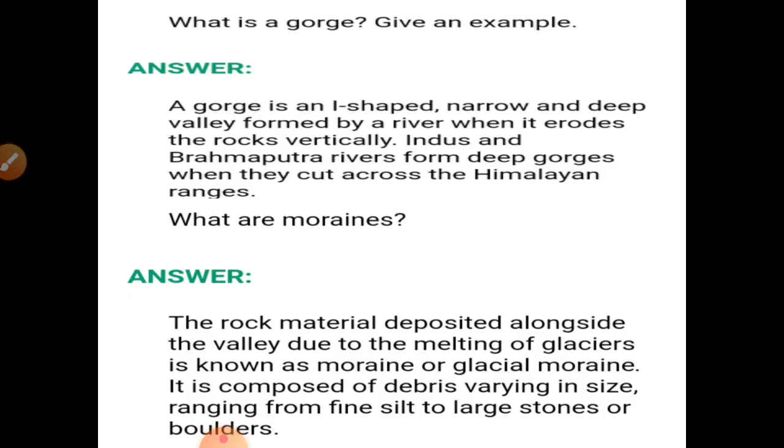form deep gorges when they cut across the Himalayan range, while moraines, the rock material deposited alongside the valley due to the melting of a glacier, is known as moraine or glacier moraine. Okay, it is composed of debris varying in size, ranging from fine silt to large stones or boulders.